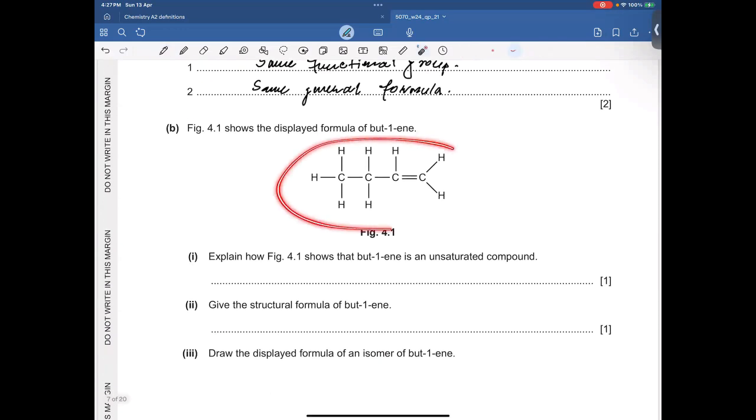This is the structure of butene, or you can say this is the displayed formula of butene. All right, displayed formula is a formula in which we need to mention all the atoms and all the bonds. Explain how figure 1.1 shows that butene is an unsaturated compound: because butene contains a double bond between the carbon atoms.